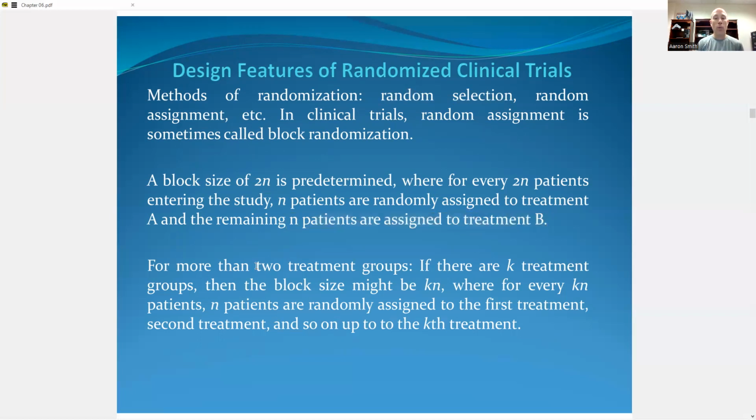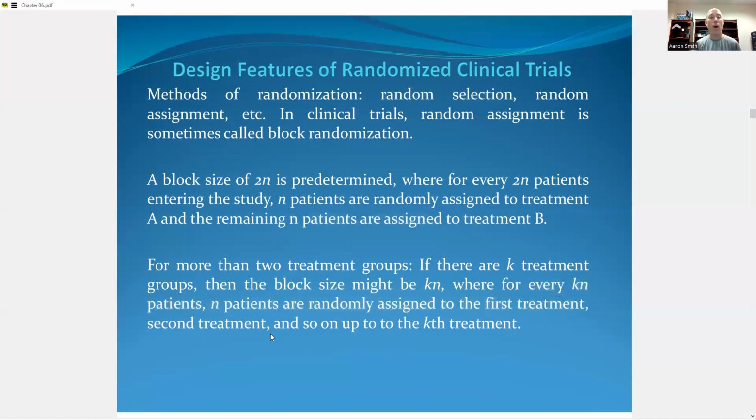For more than 2 treatment groups, if there are k treatment groups, then a block size must be kn, where every kn patients, n patients are randomly assigned to the first, and then n are assigned to the second treatment group, and so on until you have everyone assigned to a group.